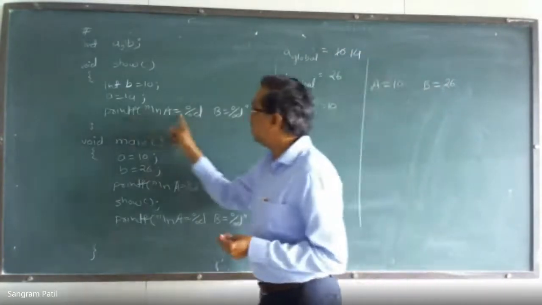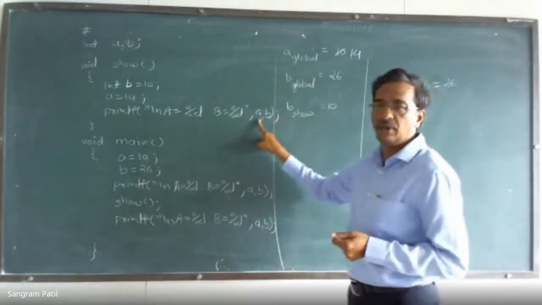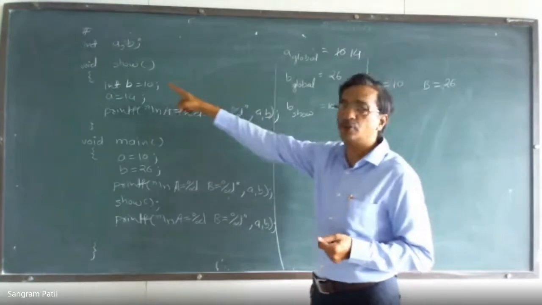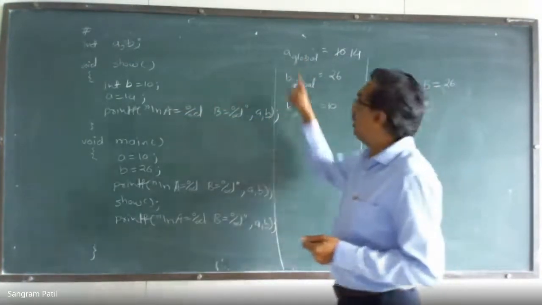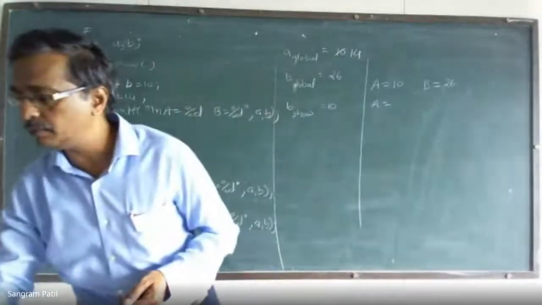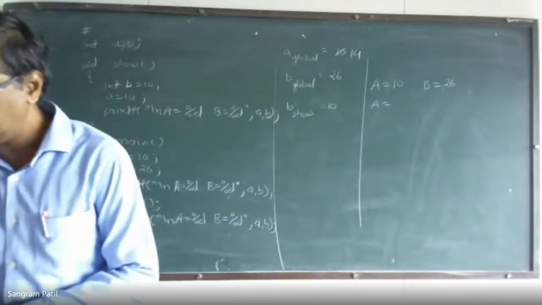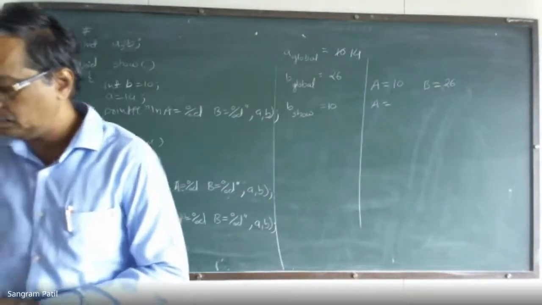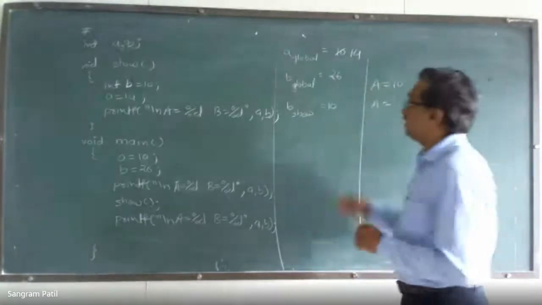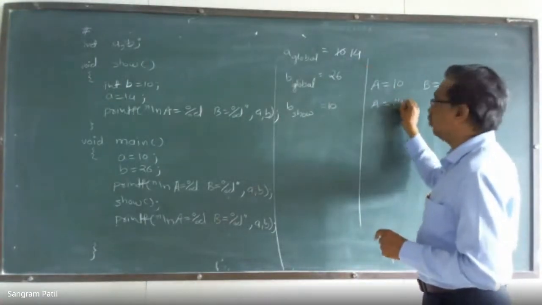Then printf A is equal to, so A is equal to print value of A. It will check whether A is declared in show. No, A is not declared in show. It is declared as a global. Yes, it is declared as a global. What is the value of the global variable? 14. So this will print 14.